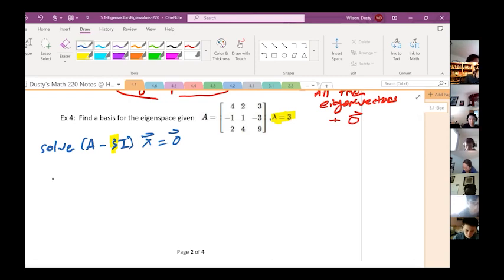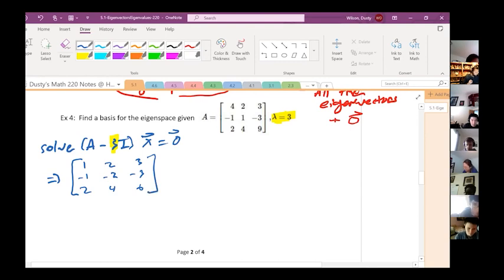So that means we've got to row reduce. And remember, the matrix we need to row reduce is the original A matrix, but we're going to subtract 3 from every diagonal entry. So you'll have 1, 2, 3, -1, -2, -3, 2, 4, 6, augmented with 0.